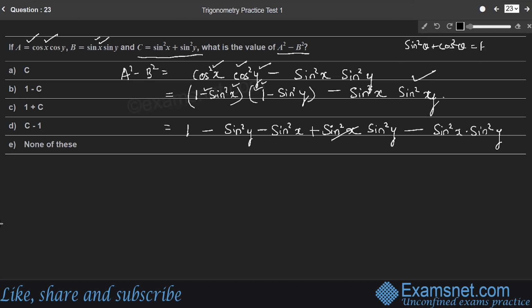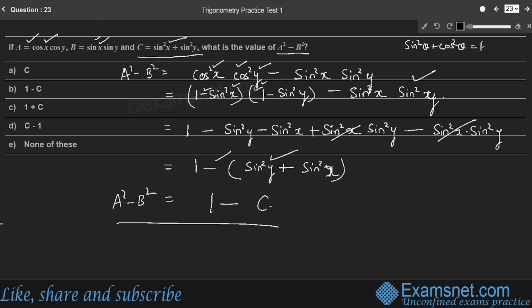So we can cancel sin square x into sin square y. So here 1 minus of sin square y plus sin square x. We have taken minus outside, so it becomes sin square x plus sin square y. It is given that sin square x plus sin square y is c, so we can write 1 minus c. So a square minus b square is equal to 1 minus c. Hence option B is the right answer.